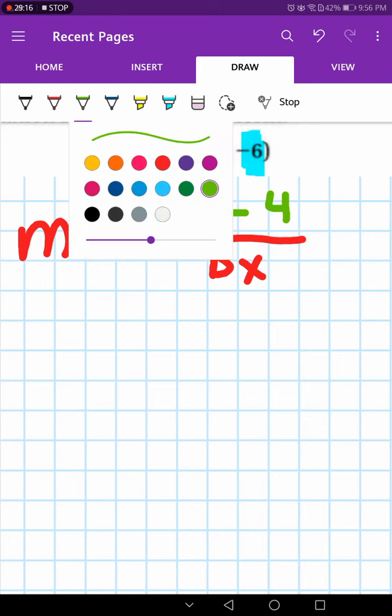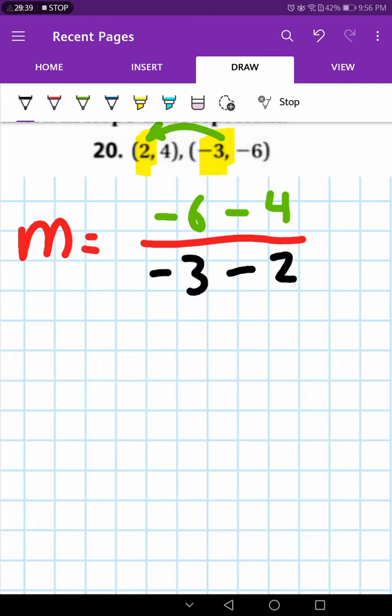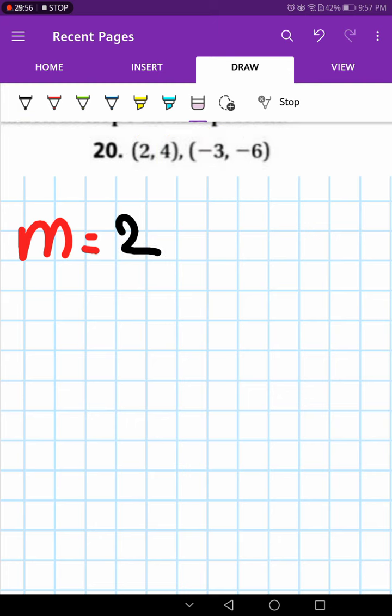I start from here, my dear student. The negative 6 comes first, then the 4, over the difference between the x's, so start from here, negative 3, negative 2. This gives me negative 10 and here negative 5, and 10 over 5 equals 2, and negative over negative equals positive. So m equals 2, and this is the slope.